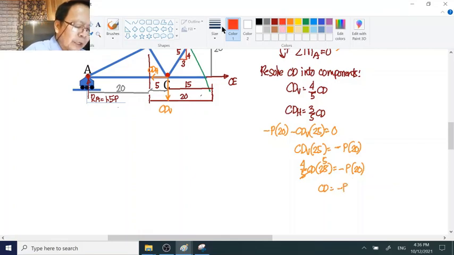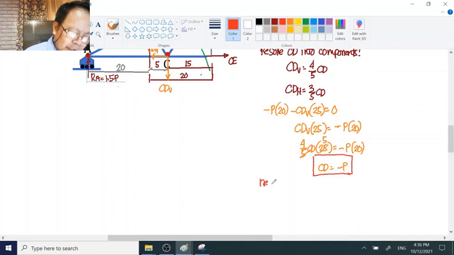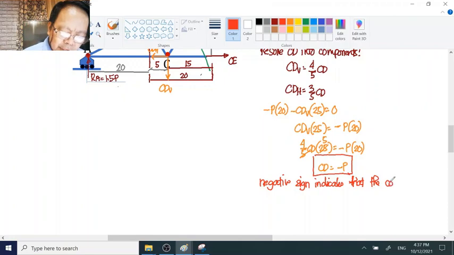Now I want you to notice, what is the meaning of the negative sign on P? The negative sign indicates that the correct direction of CD is opposite the assumed direction.